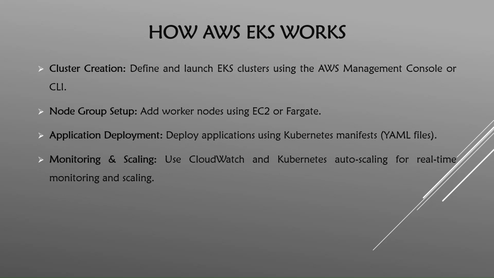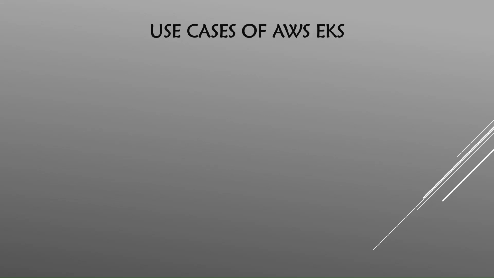In short, AWS EKS makes it easier to run Kubernetes on AWS by managing the complex parts for you, allowing you to focus on deploying and scaling your applications. So the next thing we have is the use cases of AWS EKS. It offers flexibility for various applications. The first we have is web applications.